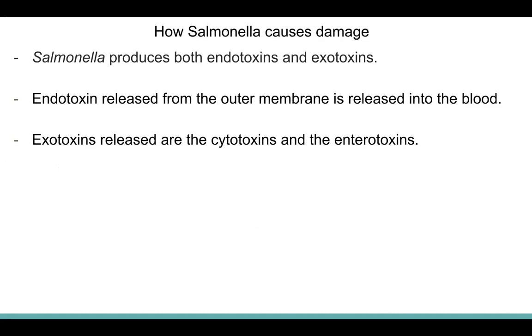Salmonella, being gram negative, produces both endotoxins and exotoxins. When salmonella is killed, the lipopolysaccharide outer membrane is released into the blood, causing different symptoms associated with contracting salmonella. There are two types of exotoxins released: the cytotoxins as well as the enterotoxins. The mechanism of action of these exotoxins isn't known as well, but they may inhibit some protein synthesis or contribute to the inflammatory response we see with salmonella.